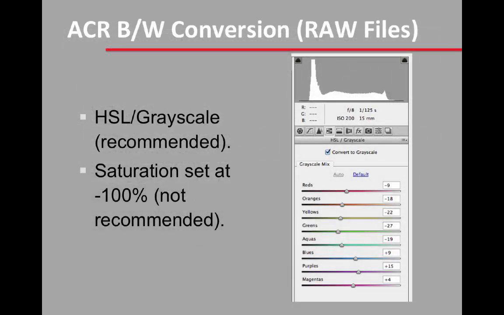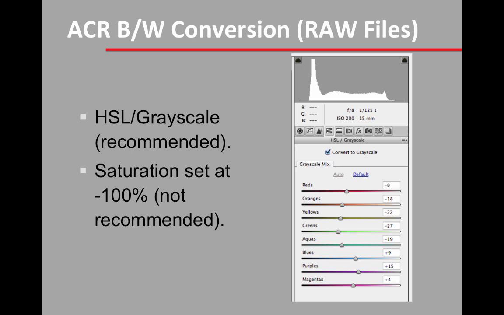All right, so how do we convert our infrared images into clean infrared black and white images? There are several ways of doing it, but I recommend that through ACR you use the HSL grayscale conversion, which you can see in that little diagram there I've used. So you just click on that button, convert to grayscale. And you do have some color sliders that you can change.